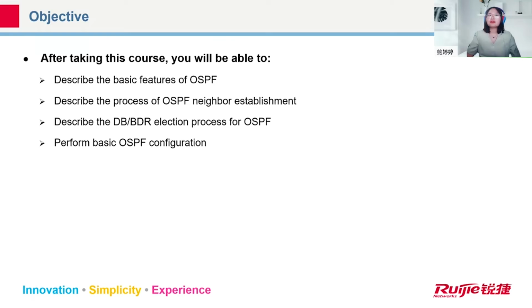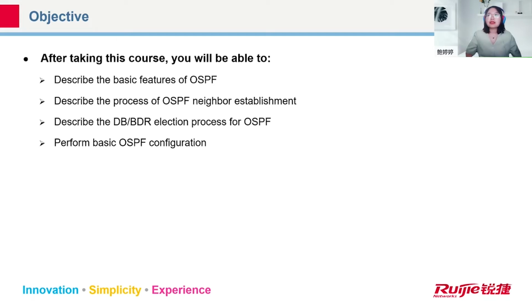And after we find the neighbor, the second step is to exchange some routing information. In OSPF, this is called the LSA, the link state advertisement. We also have to know the details of the LSA. Then OSPF will collect all the LSAs of the network and build an LSDB, the link state database.